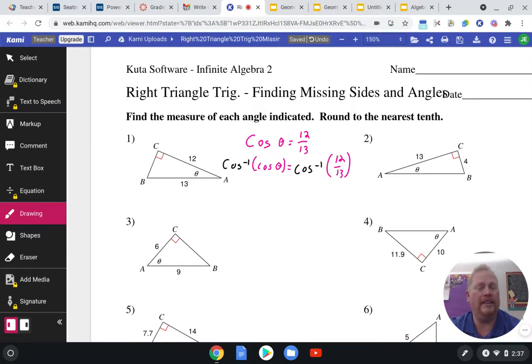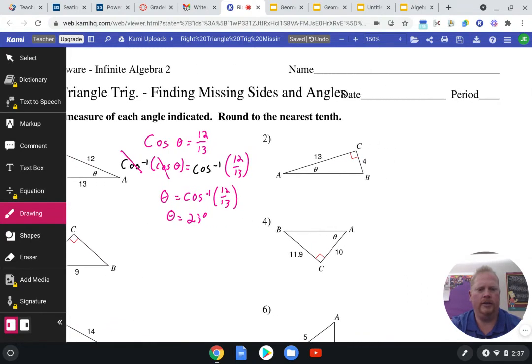And again, the whole reason that inverse cosine exists is to cancel out cosine. So now I have theta, my variable, equals the inverse cosine of 12 over 13. Plug that in our calculator. So second cosine, 12 divided by 13, and I get 22.6. So round to the nearest whole degree, that's going to be 23 degrees. Okay, problem done.